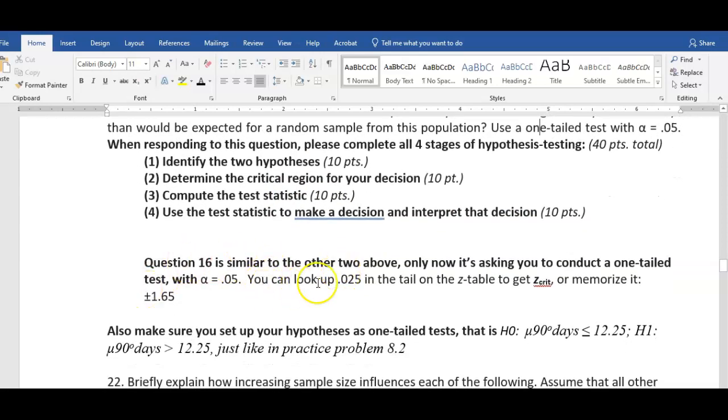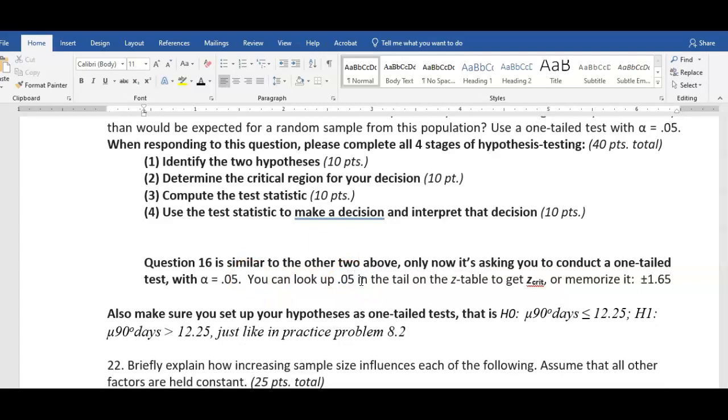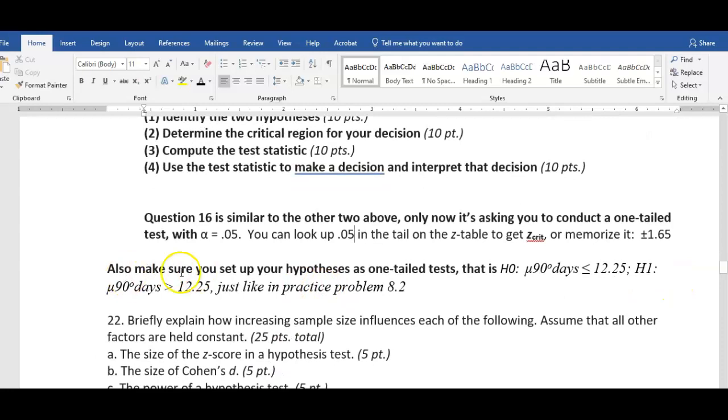So question 16 is similar to the other two above, only now it's asking you to conduct a one-tailed test with alpha equal 0.05. Just look up 0.05 in the tail to get z-crit, or memorize it, it's plus or minus 1.65. Also make sure that you set up your hypotheses as one-tailed tests now. Here you use the little alligators to indicate greater than or less than, and practice problem 8.2 can show you how to do that.